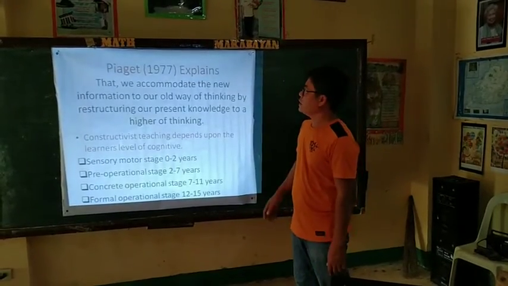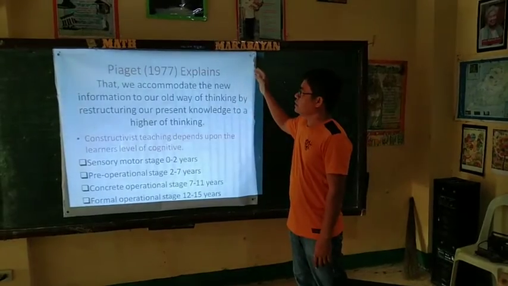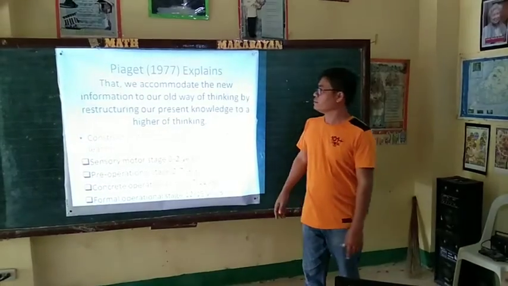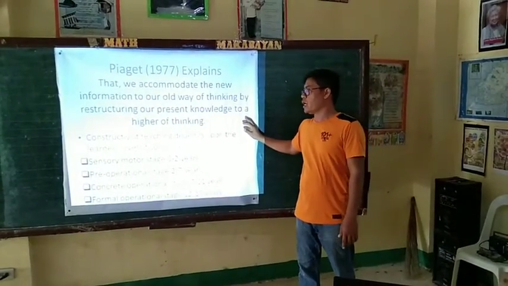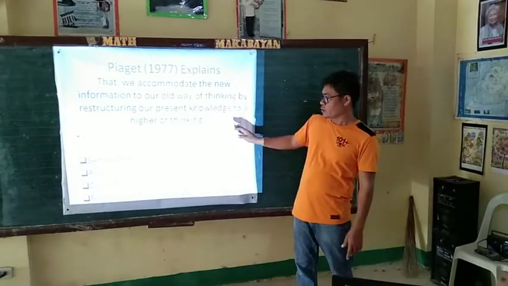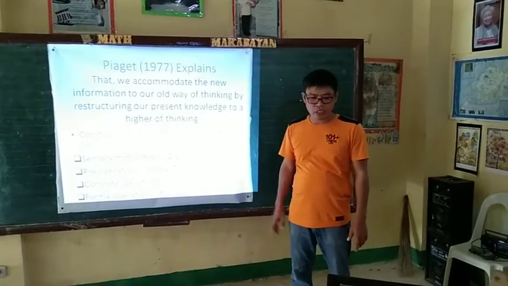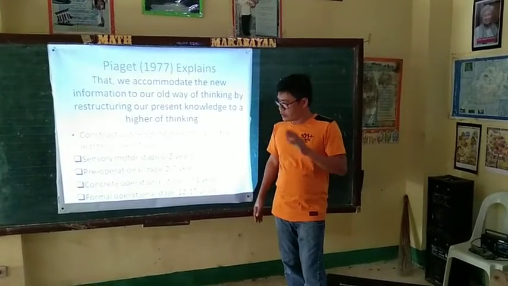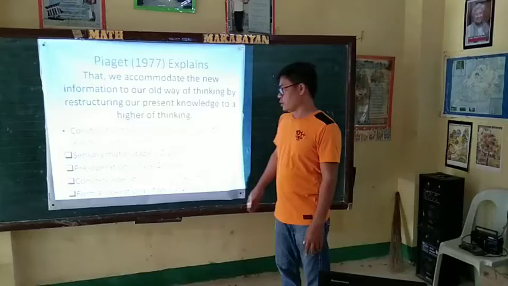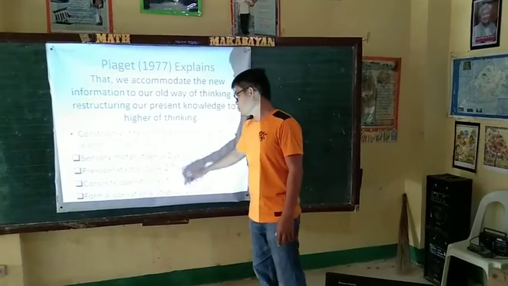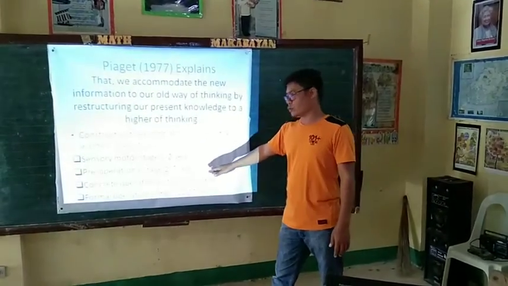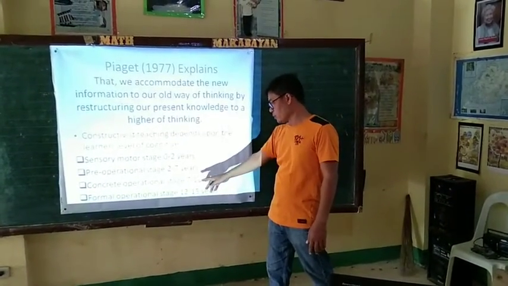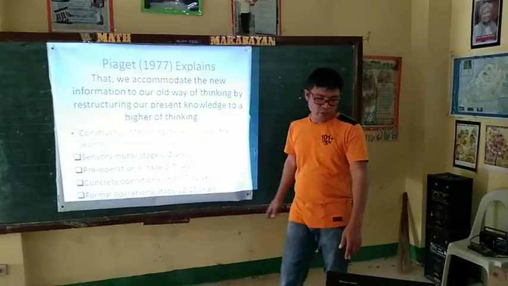According to Piaget, 1977, we accommodate the new information to our old way of thinking by restructuring our present knowledge to higher thinking. Then, constructivist teaching depends upon the learner's level of cognitive development, that deals with the mind of our pupils. So, according to him: sensory motor stage, 0 to 2 years; pre-operational stage, 2 to 7 years; concrete operational stage, 7 to 11 years; formal operational stage, 12 to 15 years of age.